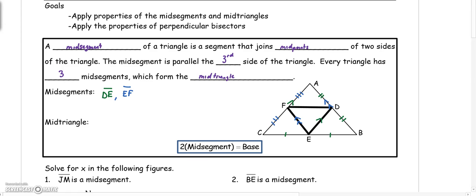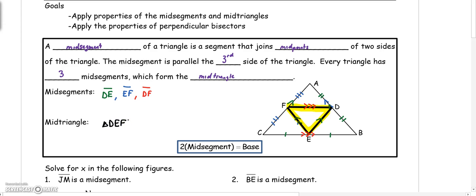The last midsegment we have is DF, which is parallel to its third side BC, and it connects the midpoints of AB and AC. Those three segments together form their own triangle inside the larger triangle. This triangle that they form is called the mid-triangle. Our name of our mid-triangle in this case would be triangle DEF.